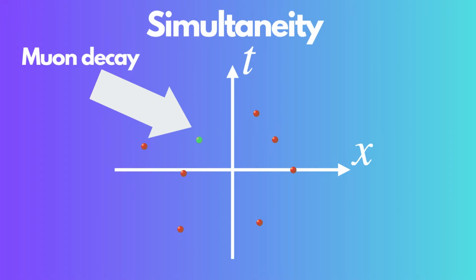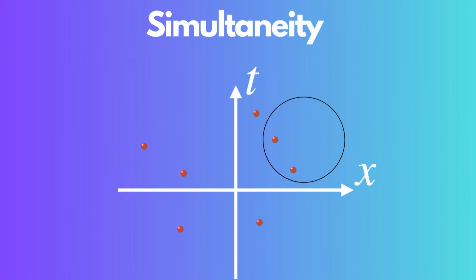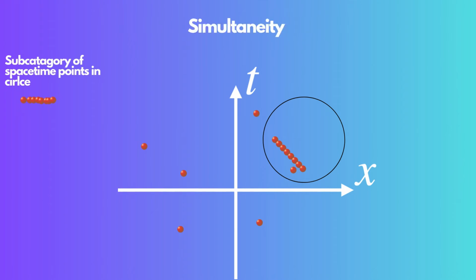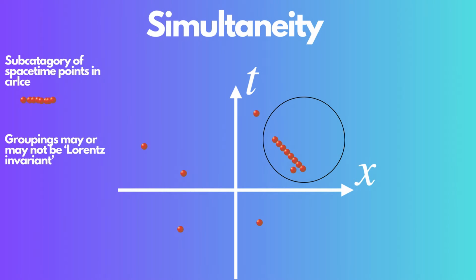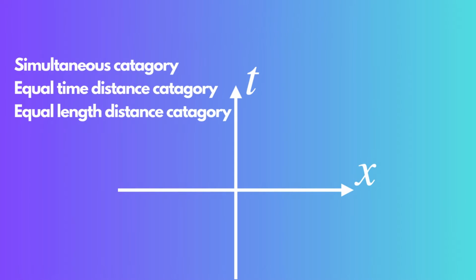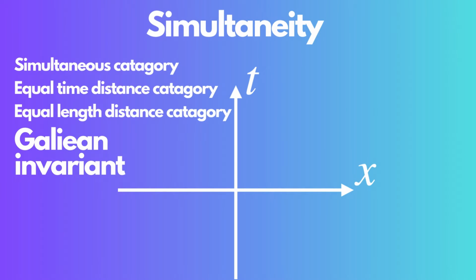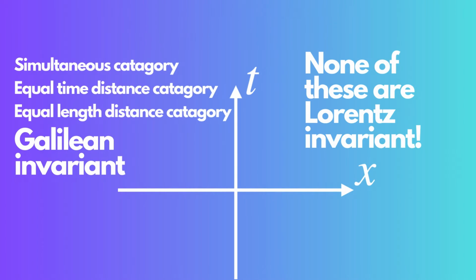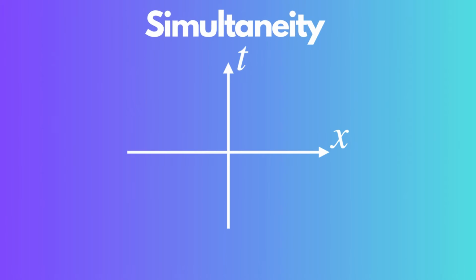Often, it's a good idea to take these spacetime points and group them into certain subcategories. Sometimes, the conditions that these groupings satisfy are invariant under a change in reference frame, and other times they're not. And actually, a lot of the counterintuitive aspects of special relativity originate from categorizations that are invariant under, say, Galilean transformations, but are not invariant under these Lorentz transformations. This is all really abstract, so let's look at a concrete example.